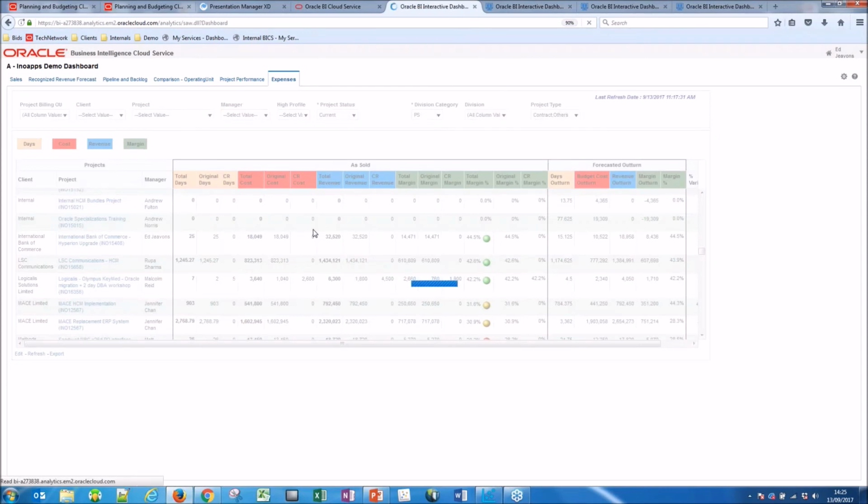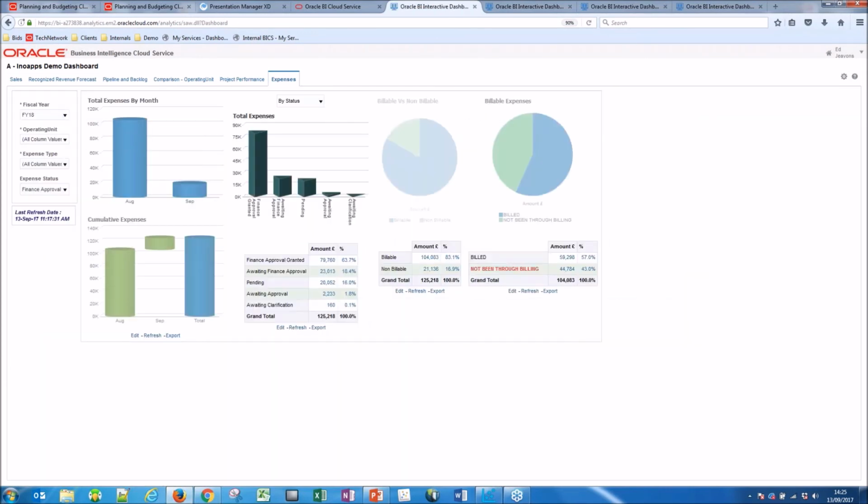So finally, we'll just land on the expenses as well. Expenses is one of the areas that we mentioned. So I can see here billable versus non-billable expenses. I can see my total expenses by the different status as to whether or not they're approved. I can look at them by month. I can look at what percentage of my expenses are pending, for example, or approved.